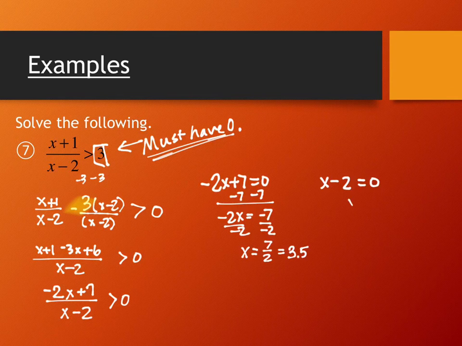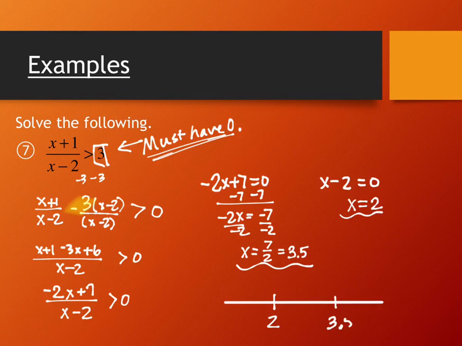How about the other one? What does x equal? 2. So these are the 2 values this time instead of 3 that I will put on my number line, making sure, of course, that I put them in order. 2 comes first. I think I'll use the decimal form this time. 3.5 comes second.